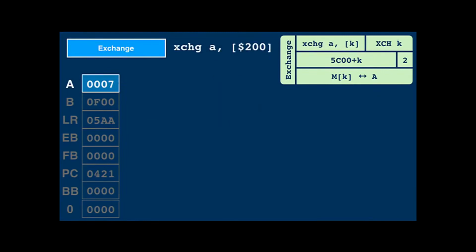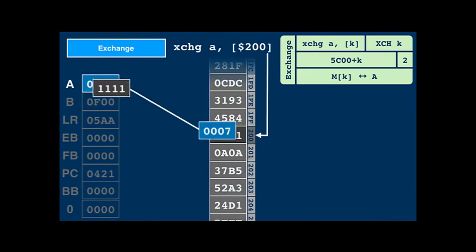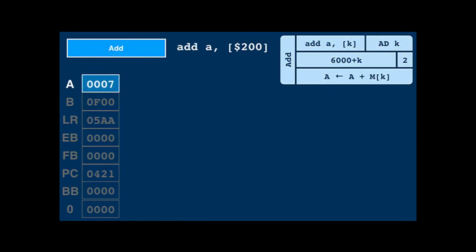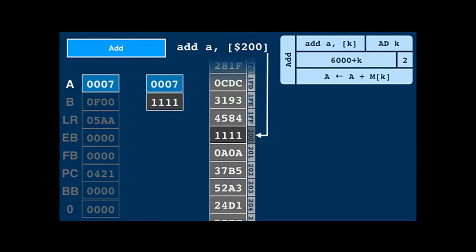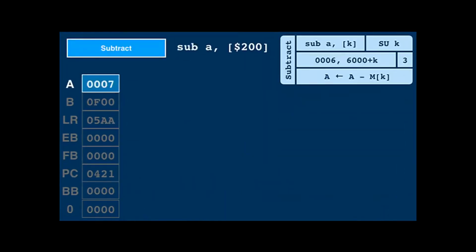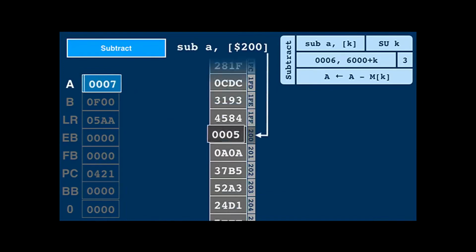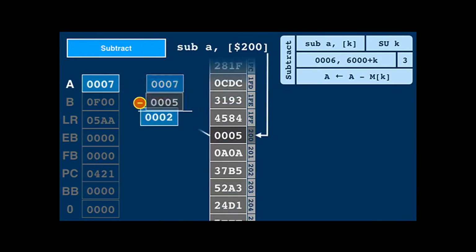There's also an exchange instruction which can atomically swap the contents of the accumulator and a memory cell. The add instruction will look up the contents of a given memory address, add it to the contents of the accumulator and store the result back into the accumulator. And there's a subtract instruction. It takes the contents of the memory address and subtracts it from the contents of the accumulator and stores the result back into the accumulator.